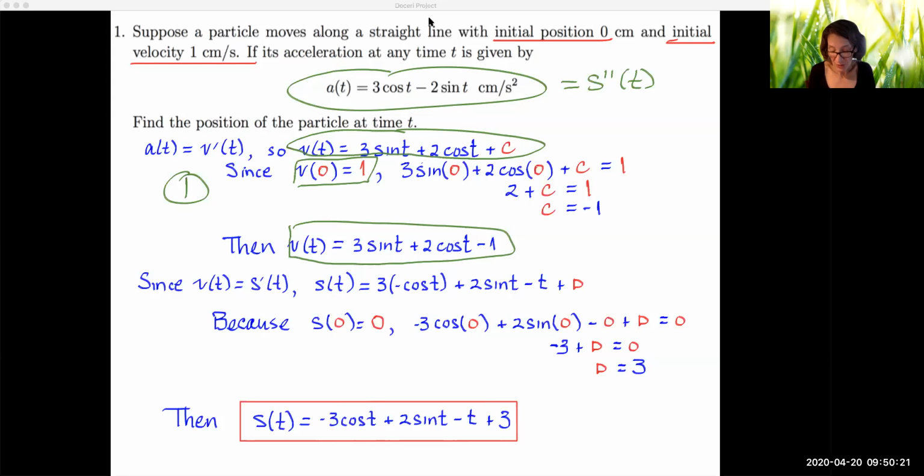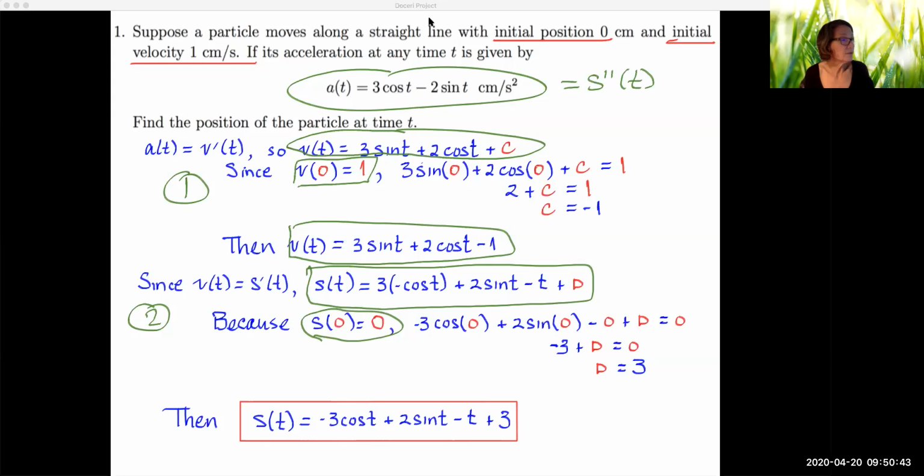Then step 2 was to anti-differentiate the velocity to get the position function that we were looking for. So first we got the general antiderivative of the velocity. So notice there's a constant d, and we used the initial position s of 0 equals 0 centimeters to solve for d. And then that's how we got our final answer.